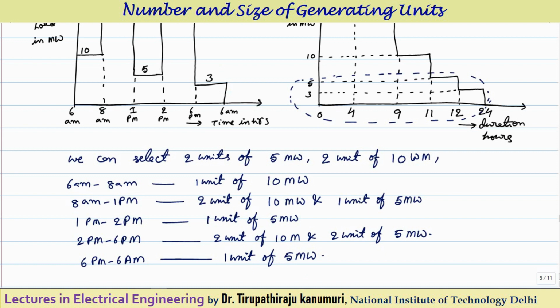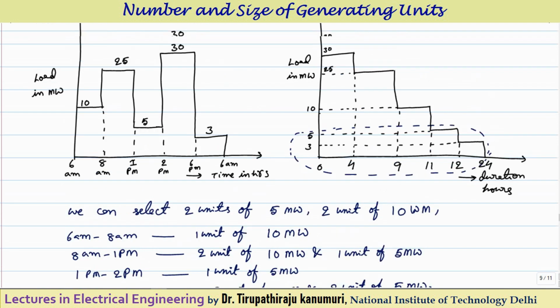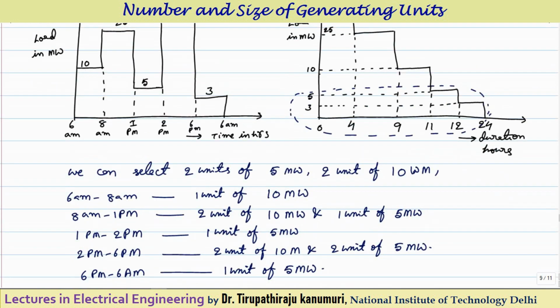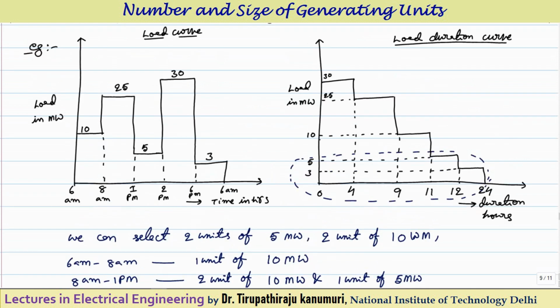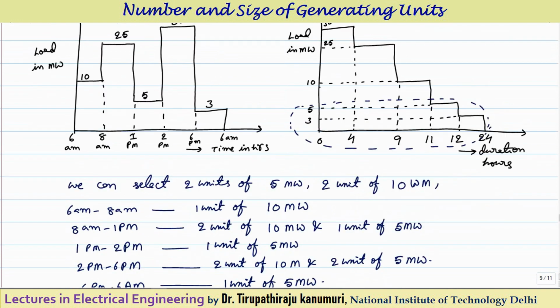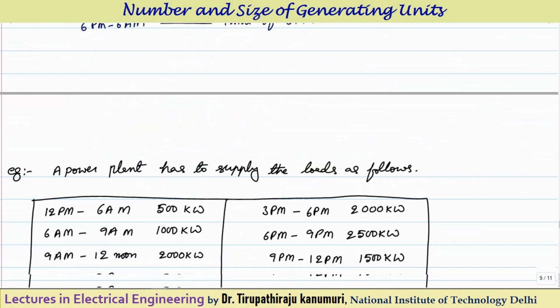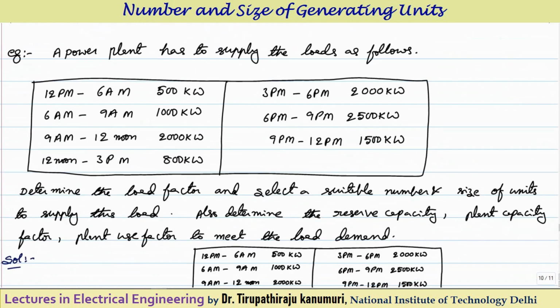So here the total number of units required will be equal to 2 units of 10 megawatt and 2 units of 5 megawatt. Now what will be the spare unit that is required? The spare unit required will be equal to only 10 megawatt. Whereas if you are going for a single generator, the spare unit will be equal to 30 megawatt. In that form, the cost is increasing drastically. Even the running cost, or the cost per unit, increases because it doesn't run at maximum efficiency.